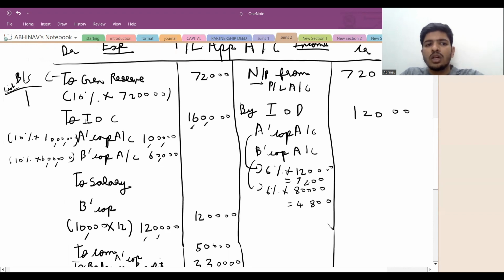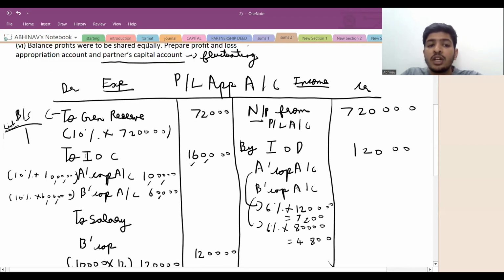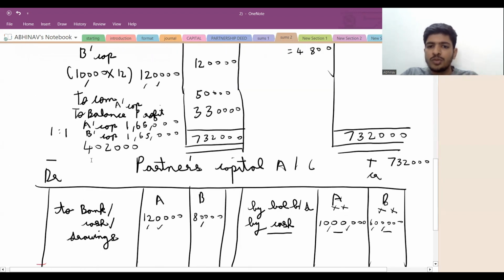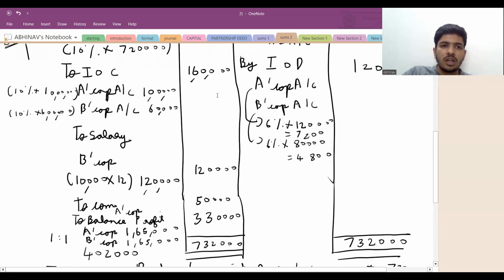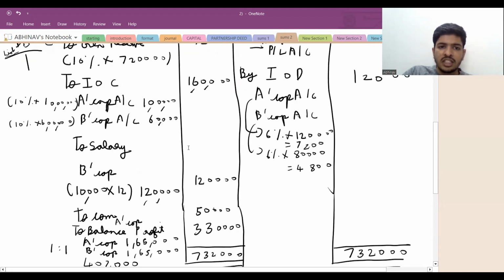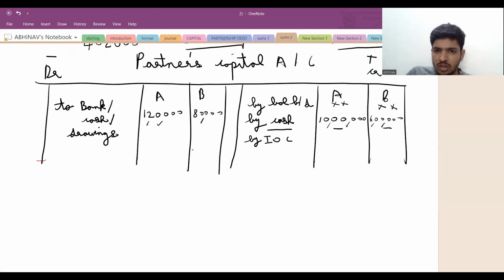Now, here it is "to interest on capital". If there is a "to" before interest on capital, we write "by interest on capital account". Then we write 1,60,000.